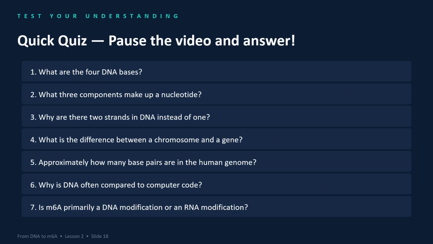Now let's test your understanding. Can you answer these questions? What are the 4 DNA bases? What 3 parts make up a nucleotide? Why does DNA have 2 strands? What is the difference between a gene and a chromosome? How many base pairs are there in the human genome? Why do we compare DNA to computer code? And finally, is m6A a DNA modification or an RNA modification? Pause the video for a moment and see how many you can answer.